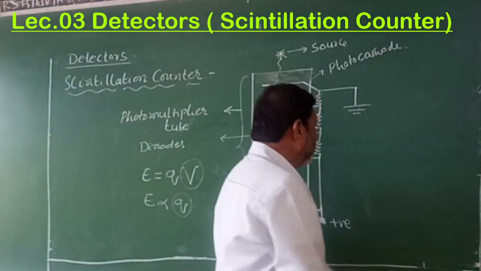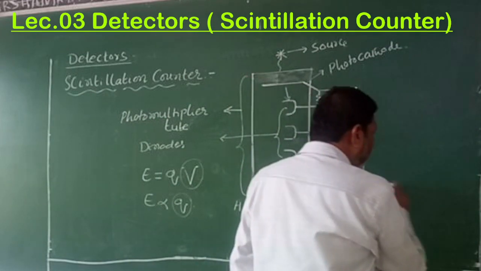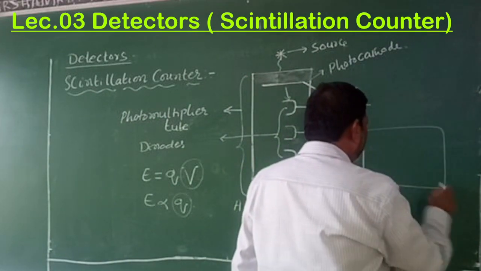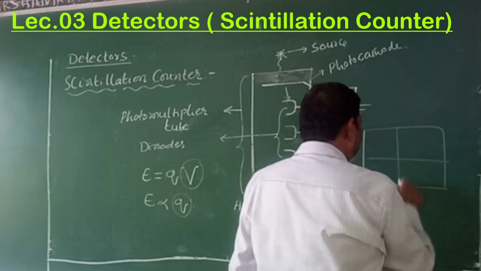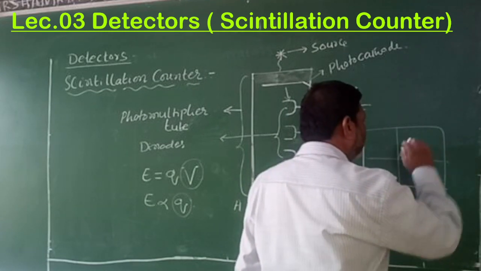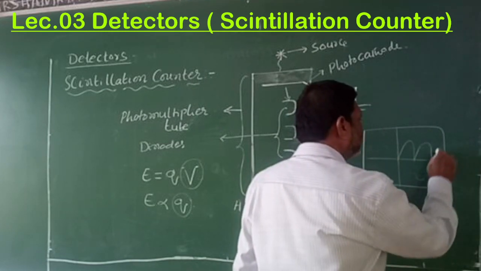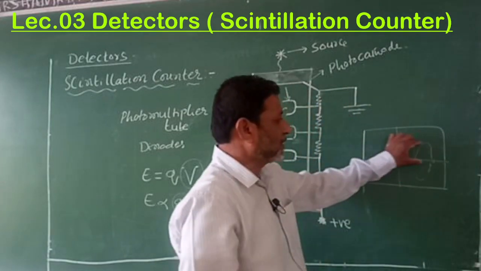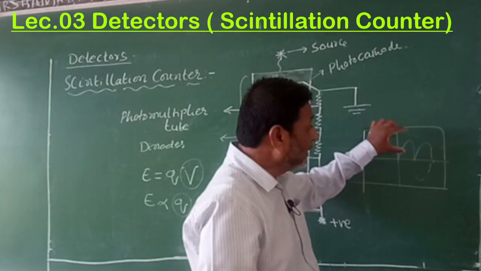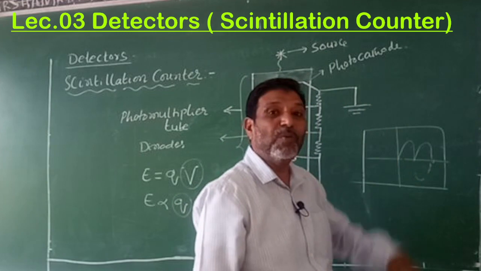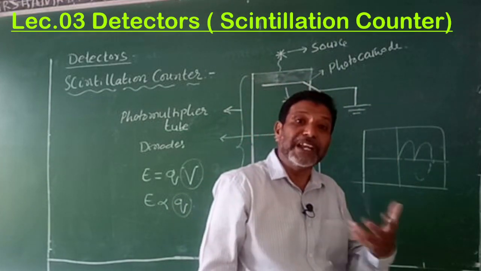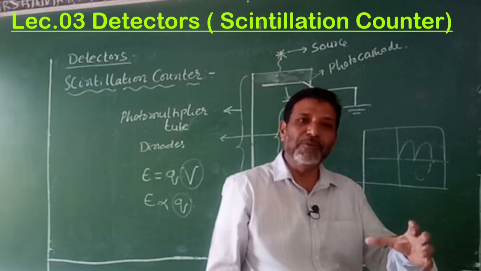While you are doing the experiment on CRO, you might have observed the waves you will get like this one. These are the pulses. Sometimes you will get this type. Then these are all the pulses, and this is a pulse height. This pulse height measures the energy of the wave.